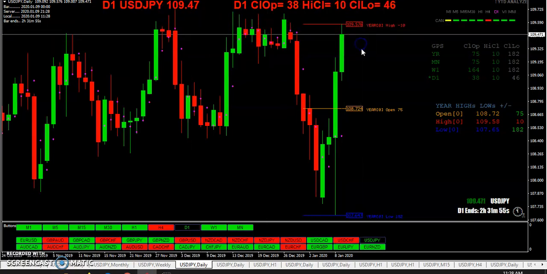if you look back here. So use the information to decide which way you want to trade the dollar yen. Of course, anything could happen.